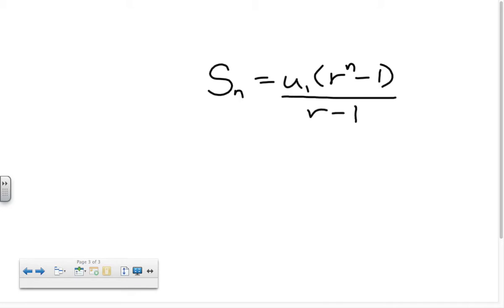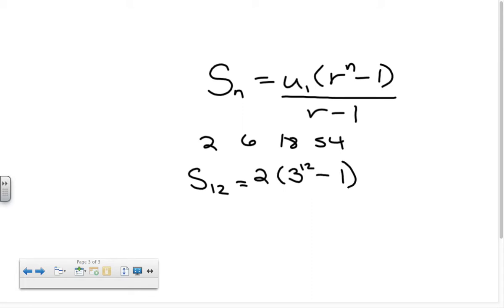So if I have an example here, 2, 6, 18, 54, and I want to find out what the 12th term is, so I want to find S12. Okay? So to do this, I'm going to go U1, which is 2, times my common ratio, you notice 6 divided by 2, or 18 divided by 6 is 3. So it's 3 to the 12th minus 1 divided by 3 minus 1.